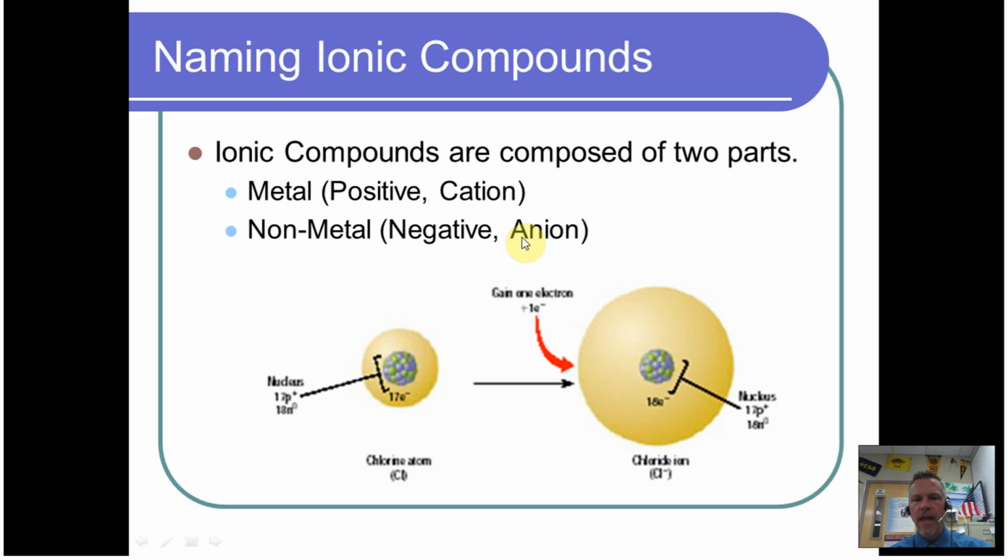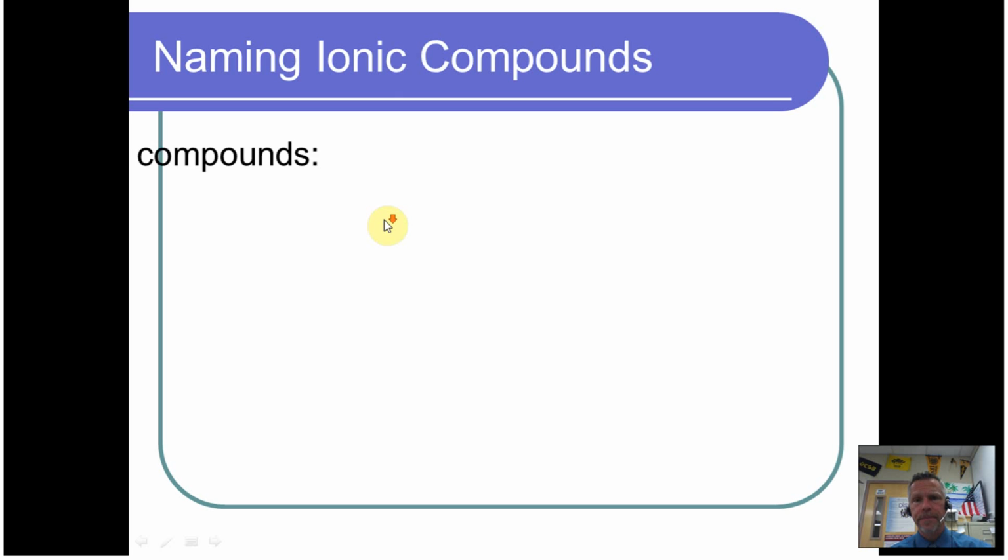All right? And remember, just as a refresher, an ion is created when, for example, the chlorine atom gains an electron and becomes a negatively charged chloride ion. It's got an extra electron, so it's -1 charged. This is an ion. That could be an example of a nonmetal ion. All right, so we're going to learn how to name these ionic compounds.